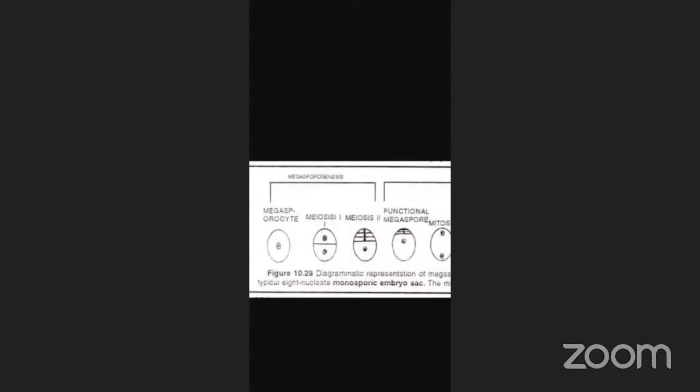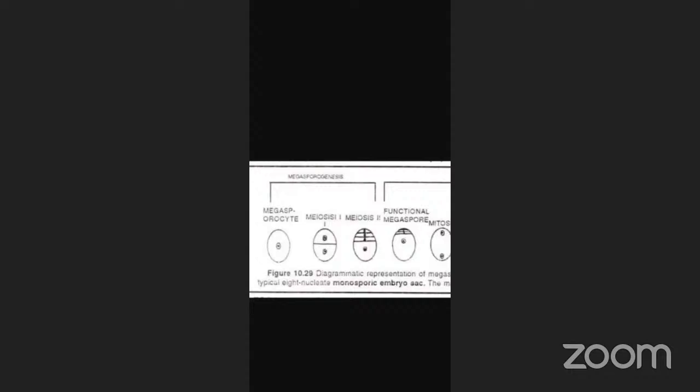So the next one is the Oenothera type. The mature embryo sac in this type is only 4-nucleate. Gates in 1908 first reported it in Oenothera lamarckiana. This type of embryo sac is usually found in the micropylar megaspore of the tetrad, which undergoes 2 nuclear divisions.